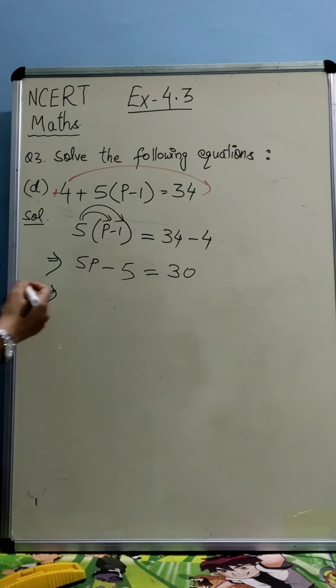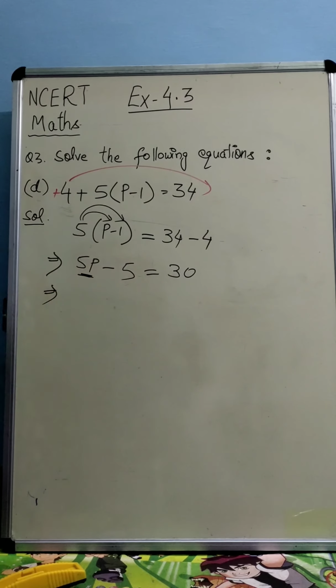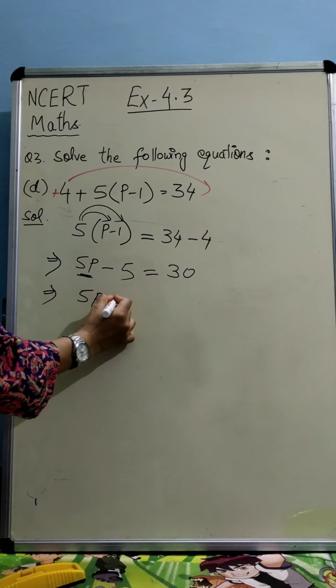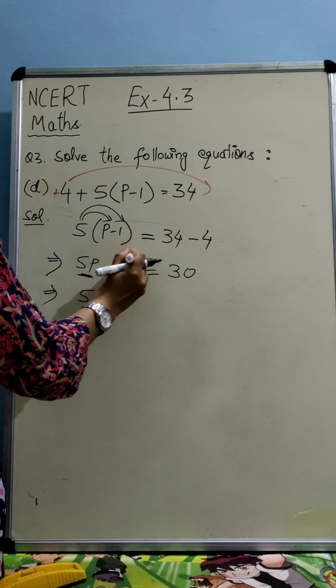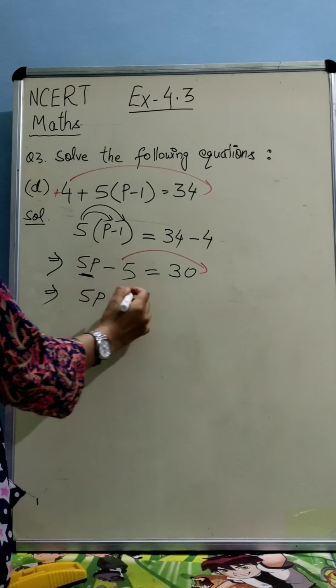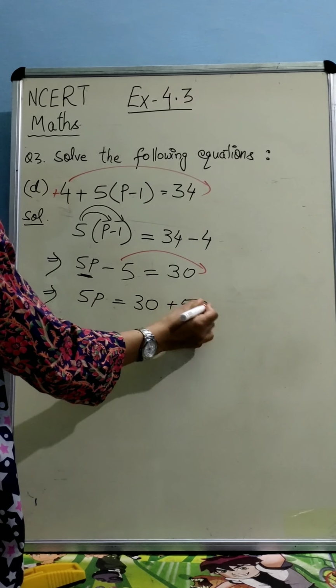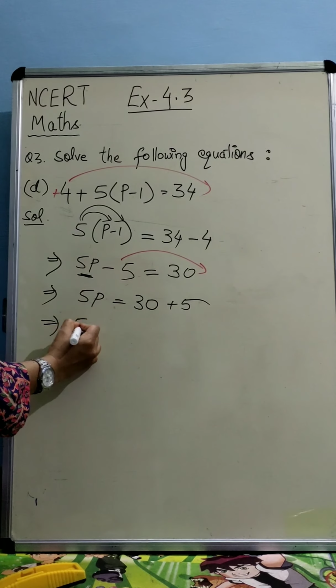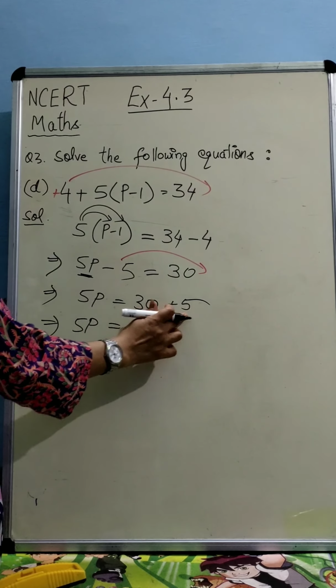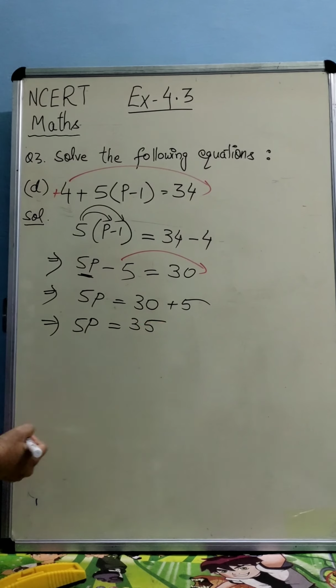The next step. So this is the unknown, so this will remain in the LHS only. This 5 will be transposed. So when we transpose it, it will become what? Minus 5 will become plus 5. So we will have 5P is equal to 30 plus 5, 35.